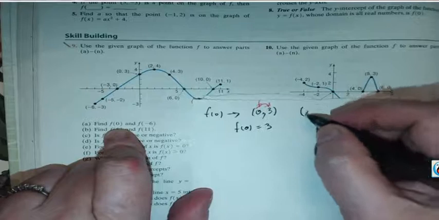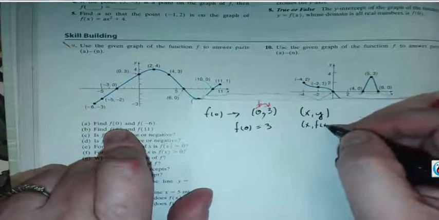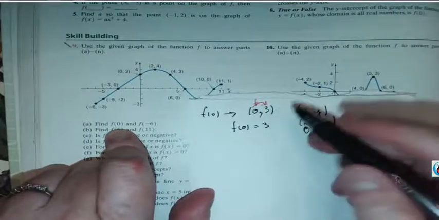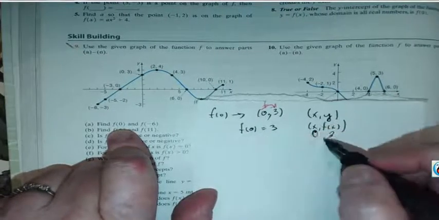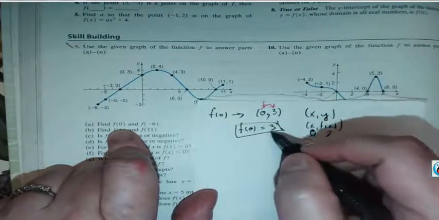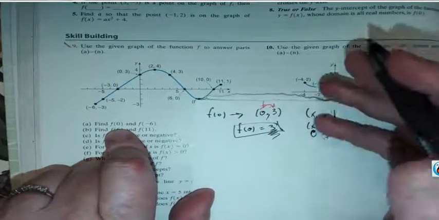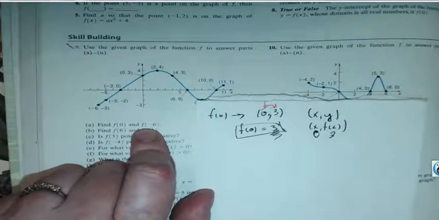So again, instead of x comma y for coordinates, we have x comma f of x. So if the x-coordinate is 0, the y-coordinate is 3, so f of 0 is equal to 3. Our answer is 3. Our answer is not the point 0, 3, and if you choose that, it's wrong. The answer is 3.